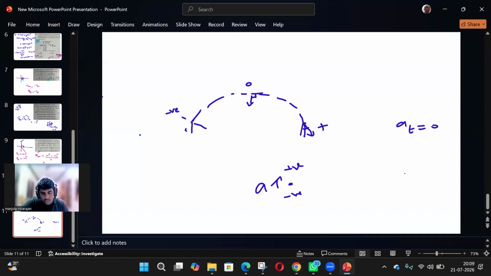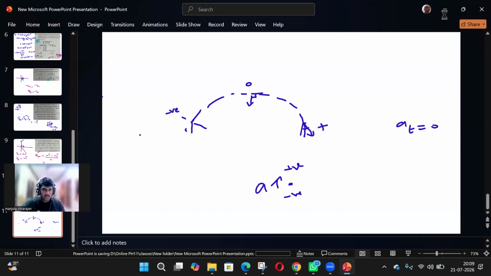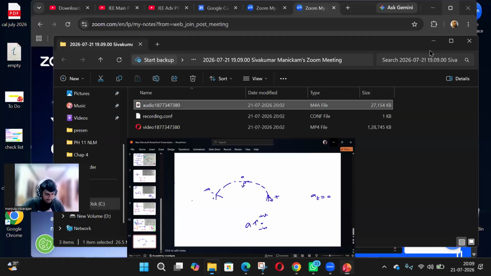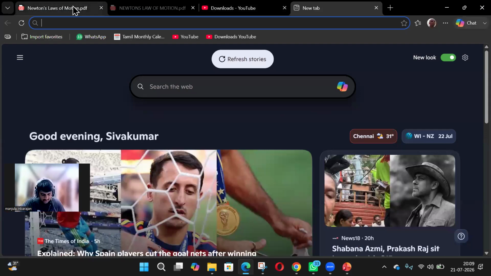So today is the second class or first class on laws of motion? First class. What did they teach? Inertia and Newton's first law. Only that much. Did they solve any problems? No, they haven't started it.